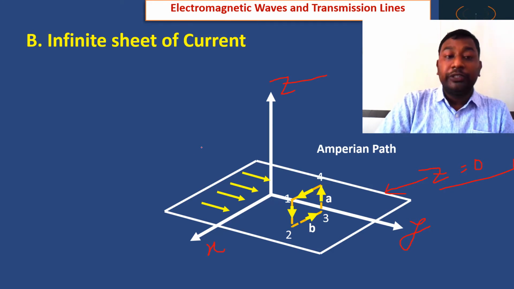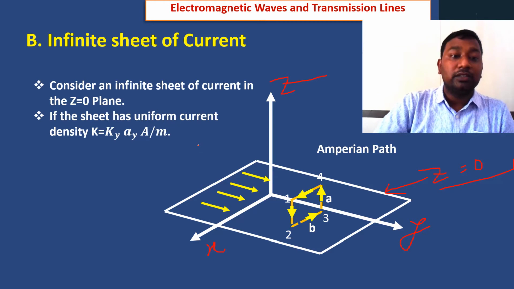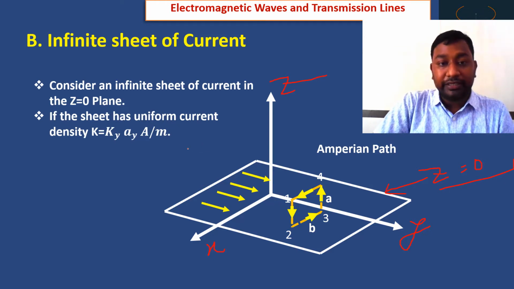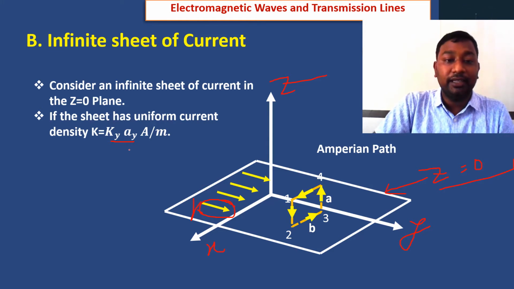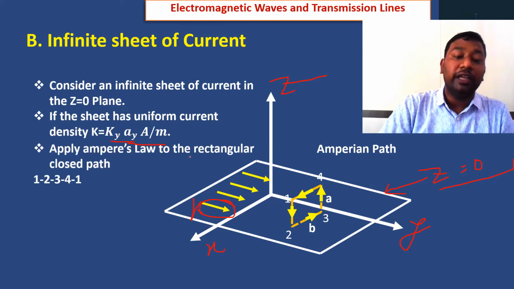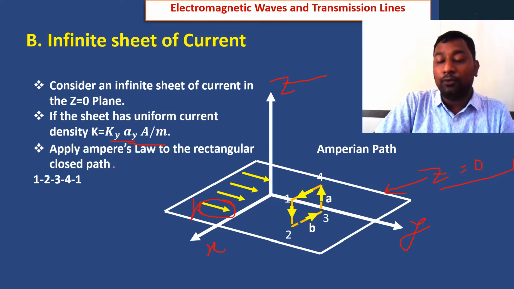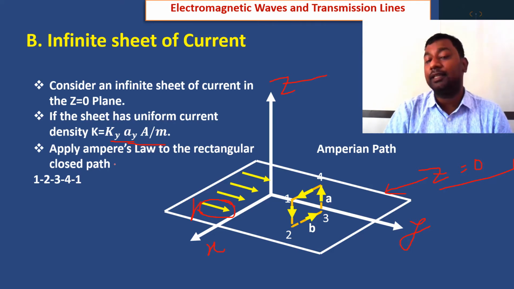Now we know Ampere's law, and this sheet has a uniform current density called K, with value Ky into Ay. Here Ay means the direction is the y direction, so it is Ky into Ay ampere per meter. Now apply Ampere's law to a rectangular closed path. For Gauss's law we consider a Gaussian path, and for Ampere's law we consider an Amperean path.